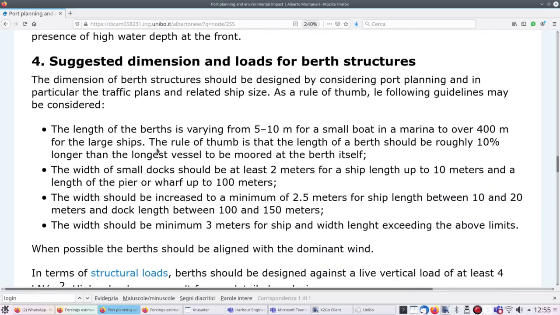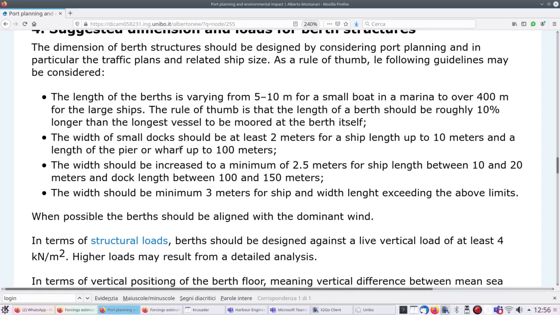Here there are some rules of thumb, which again, I am a fan of, because they give you the order of magnitude. So what is the typical size of a berth? The length may vary from 5-10 meters for small ports, small boats, to over 400 meters for large ships. You know that the longest ships have reached a length of 300-400 meters. The rule of thumb is that the length of a berth should be roughly 10% longer than the longest vessel to be moored. So keep it in mind. I think this is an interesting order of magnitude.